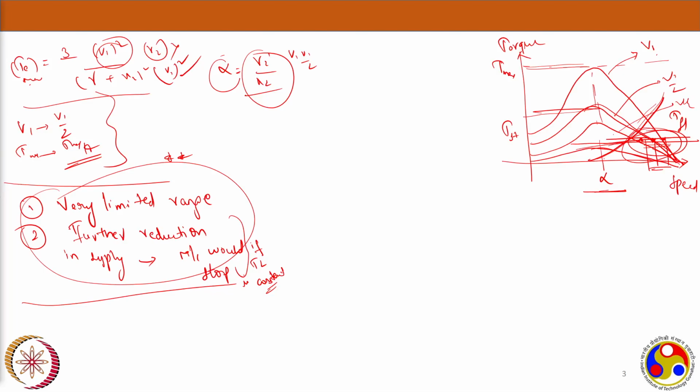But what is the issue here? In an induction machine, we have a fixed frequency, right? If you fix the frequency, ns, that is 2f by p, is also fixed, and the rotor speed will be very close to ns at full load, because the full load slip will be around 5% or 6%. So it will always be close to some synchronous speed ns in steady state.